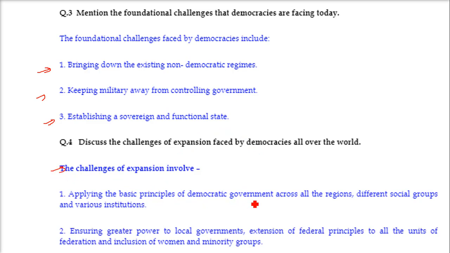Applying the basic principle of democratic government across all the religions, all the social divisions, all the different social groups, ethnic groups, linguistic groups, and various institutions, whether government or non-government. And ensuring greater power to local government, that is the federal structure, extension of federal principles to all the units of federation, and inclusion of women, minority, and the marginalized class. So the central government, state government, local government, they have to be strengthened, and women and minority groups have to be included in every decision, every niti, every policy.